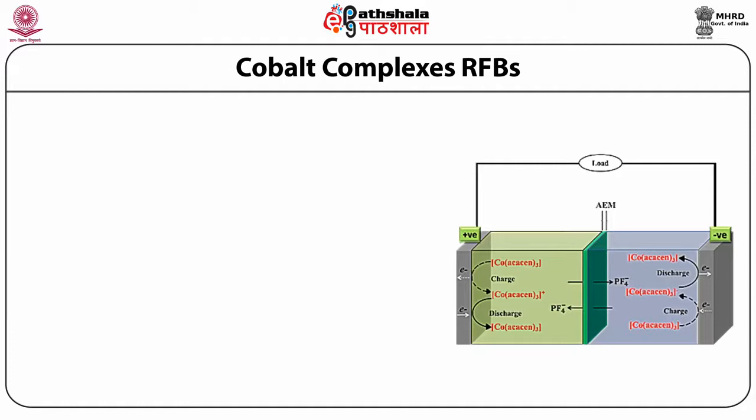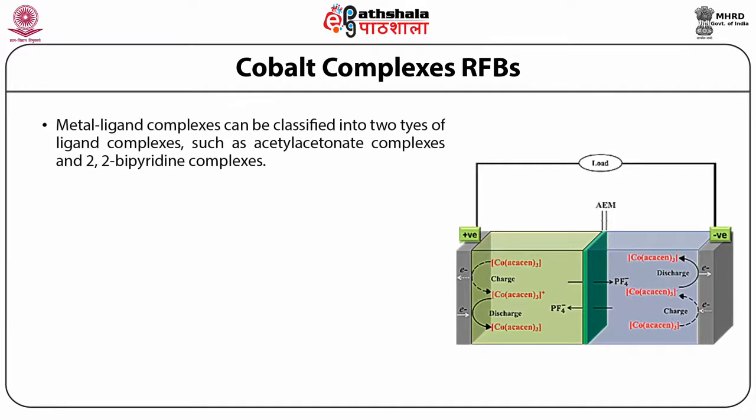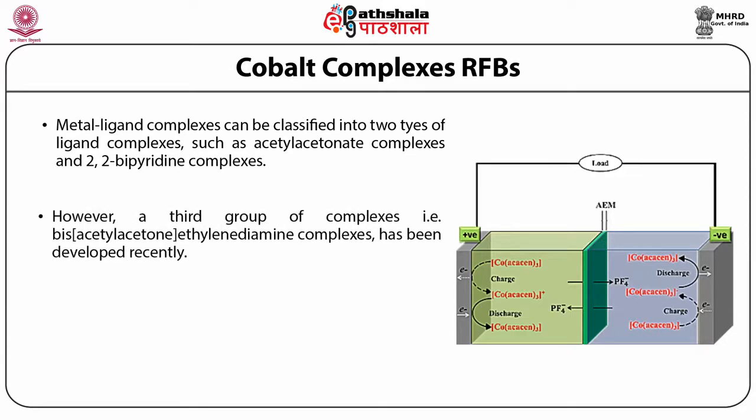Cobalt Complexes RFBs. As discussed previously, metal ligand complexes can be classified into two types of ligand complexes, such as acetylacetonate complexes and 2,2-bipyridine complexes. However, a third group of complexes, that is bis-acetylacetone ethylenediamine complexes, has been developed recently.